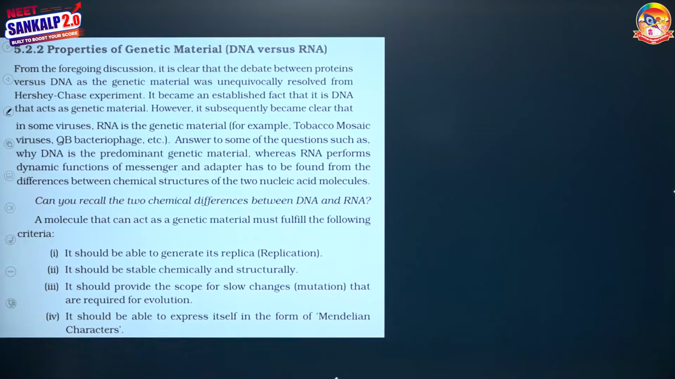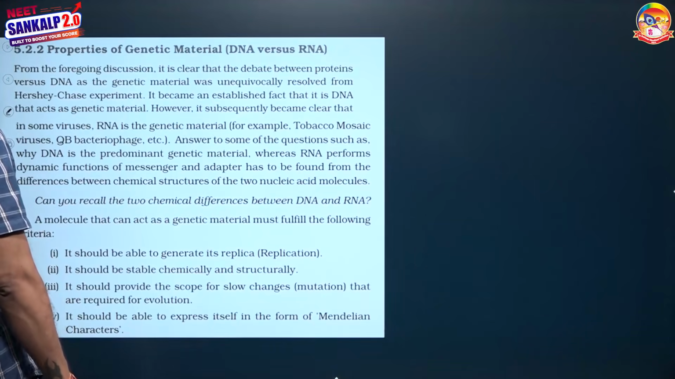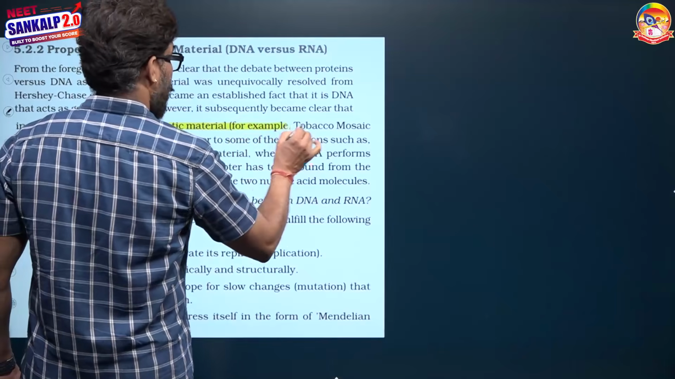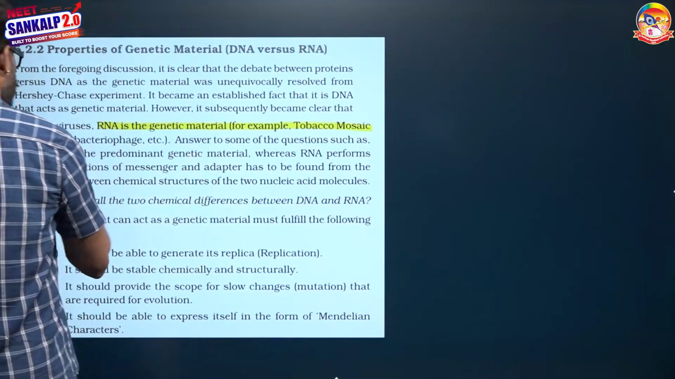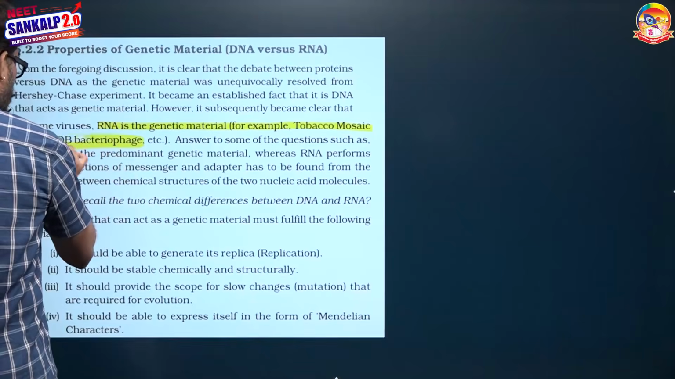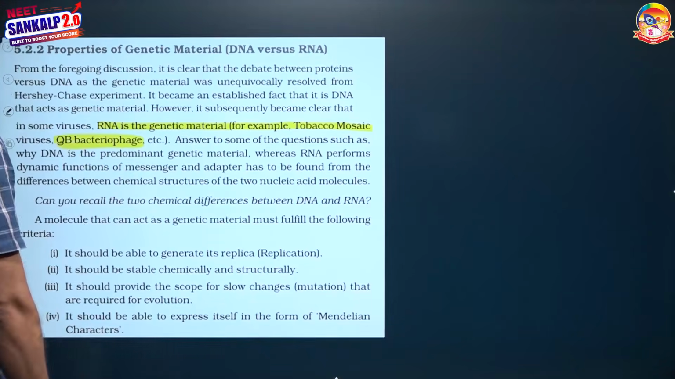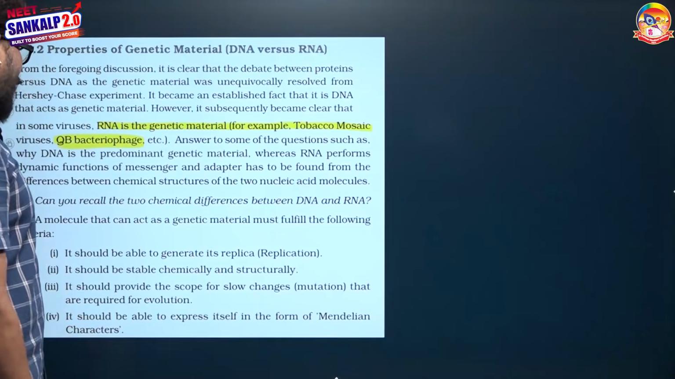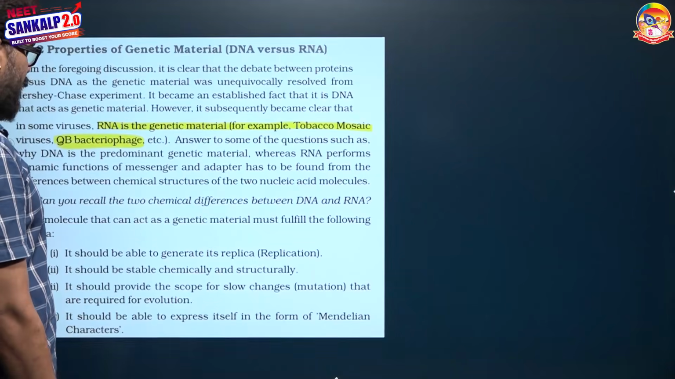From the foregoing discussion, the properties of the genetic material are mentioned here. Remember, RNA is the genetic material only in some viruses like tobacco mosaic virus and Qβ bacteriophage, while in others RNA performs other dynamic functions like messenger, adapter, and structural roles.